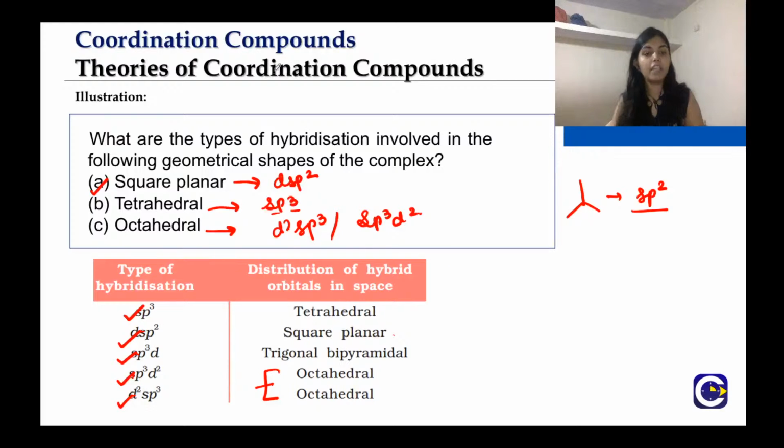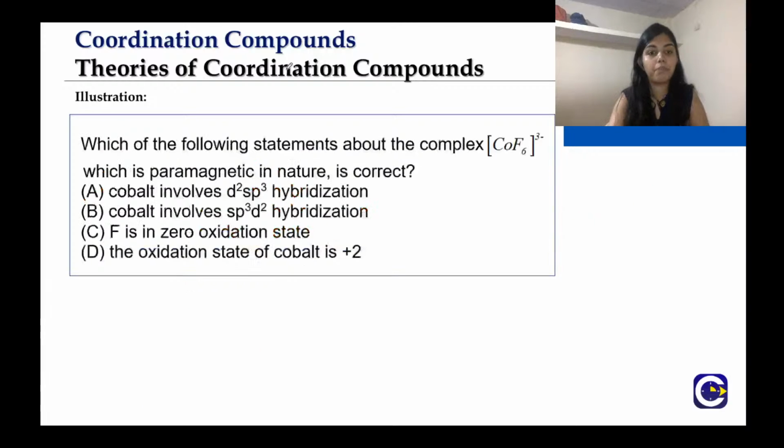If it is inner orbital, then we will use d2sp3. If it is outer orbital, then it is sp3d2. Good. Now the next question is, yes, Siya Lakshmi, you are also correct with your answer. Good. Next is Arun, you are also correct with your answer. Now for question number 2, you have to tell me which of the following statements about the complex CoF6, where Co is cobalt, right? It is a metal, it is not carbonate. Cobalt F6 3 minus, which is paramagnetic in nature, is correct.